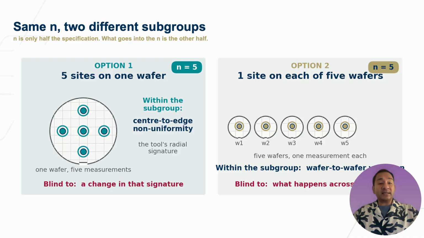Look at what varies inside each subgroup. On the left, 5 measurements differ because of center-to-edge non-uniformity, the tool's radial signature. That is what R measures, and that is what sets the control limits. On the right, the 5 measurements differ because of wafer-to-wafer variation within the lot. Completely different physical mechanism, so a completely different R bar, so completely different limits. And each is blind to the other. The left-hand chart cannot see a change in the radial signature because that signature is already inside its own noise estimate.